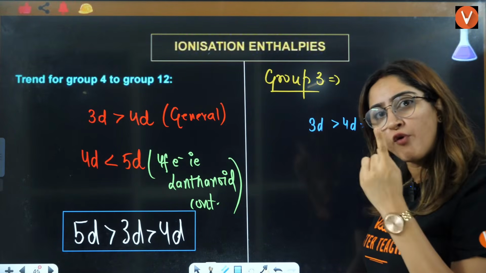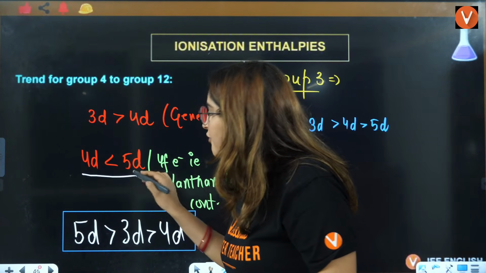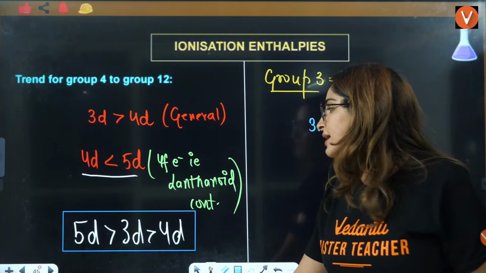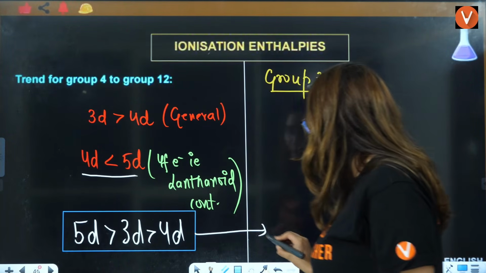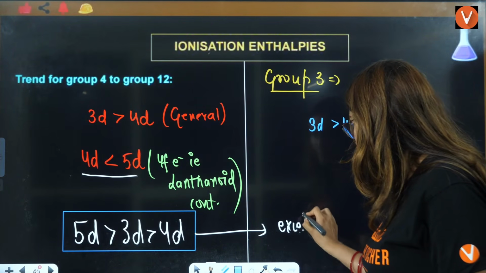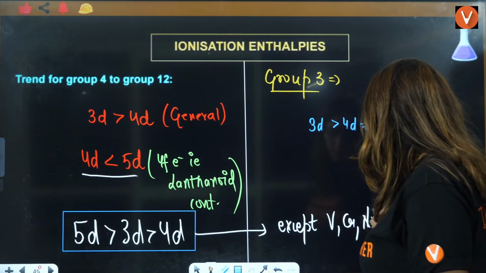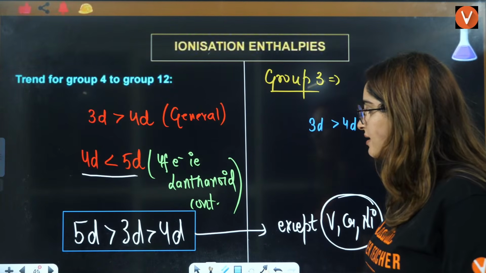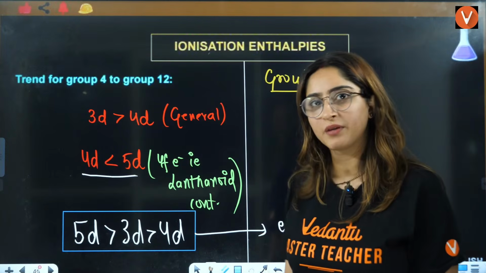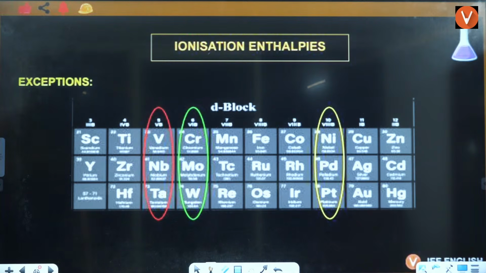Now, for group number 4 to 12, because of lanthanoid contraction, 5D will have more as compared to 4D. In every single group, it is going to behave like that, except for the vanadium group, chromium and nickel. Except for these 3, 5D will be maximum, then 3D, then 4D. But in this case, what will you have?